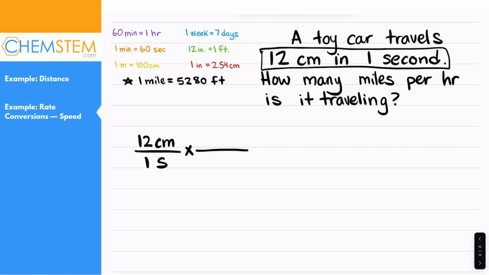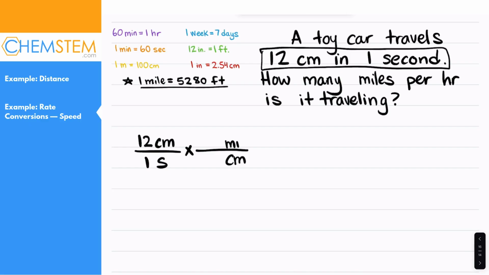I usually start with the top one, but you could turn seconds into hours if you want to. I'm going to turn centimeters into miles through a series of steps. I did add a conversion factor here. You might not know this one, maybe you do, but 1 mile is equal to 5,280 feet. So we're going to turn our centimeters into miles somehow. Can we jump straight from centimeters into miles?